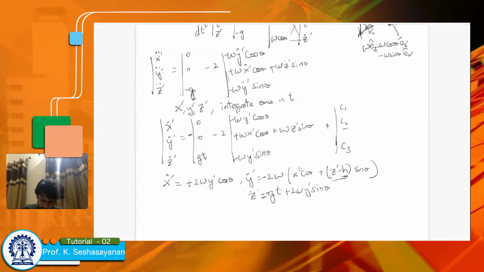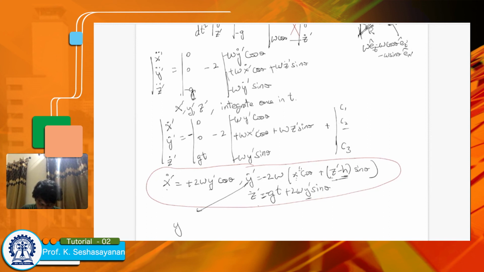So this is the equation that we have to solve. We can see that this term, for example, has x prime and z prime. If we take one more time derivative in this equation, we get x prime dot and z prime dot, and x prime dot and z prime dot are both in terms of y prime. I would let you verify that what we get is y prime double dot plus 4 omega square y prime equal to 2 omega gt sin theta.